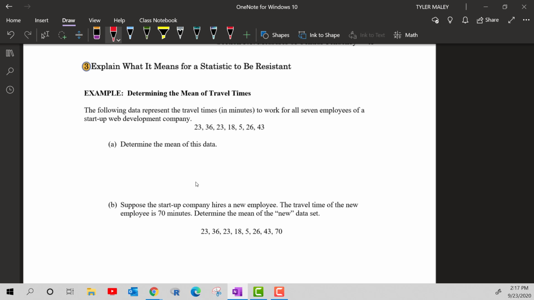So we did this prior, and what we found is that mu, and I'll say mu sub 1, was equal to the sum of the x sub i's divided by capital N, and we got 174 over 7, and this was approximately 24.857. We found that before.